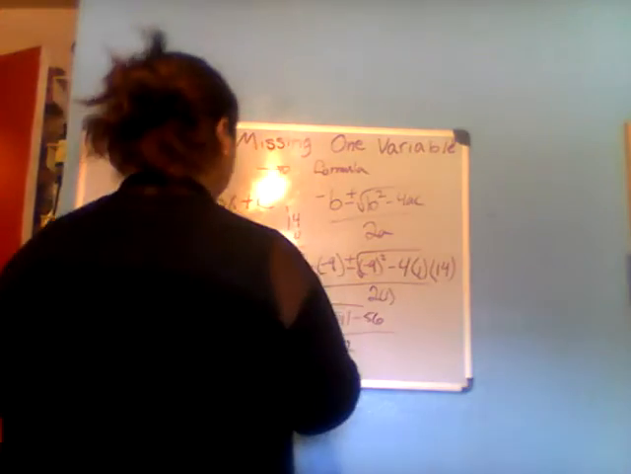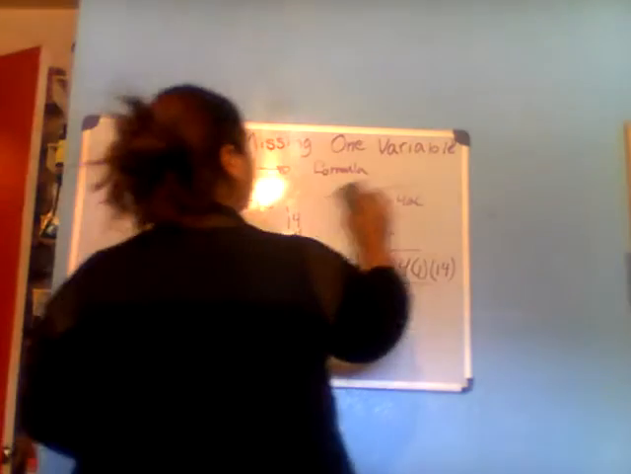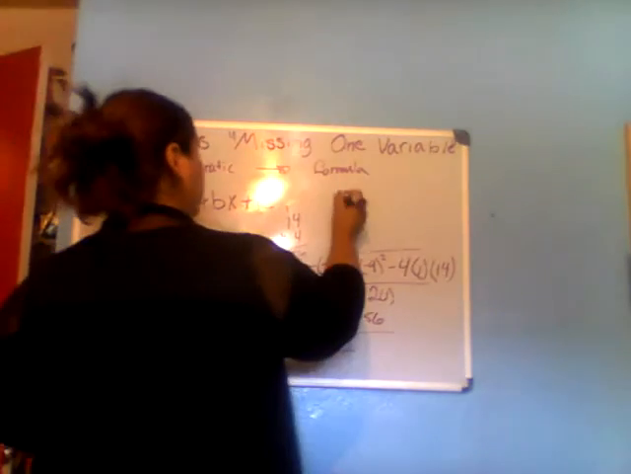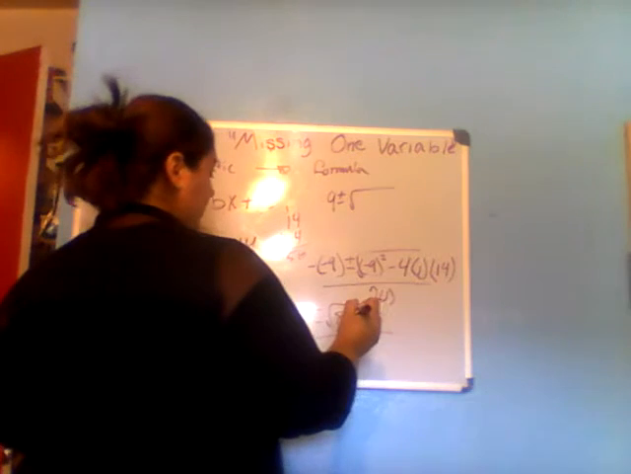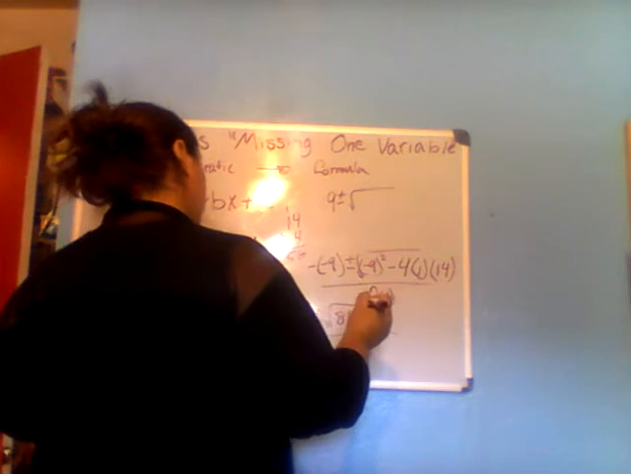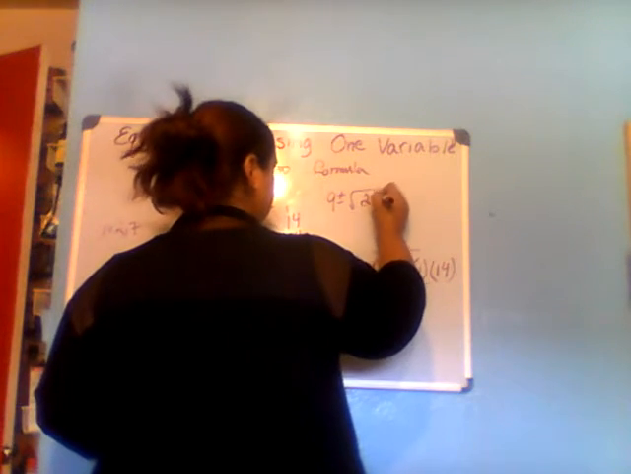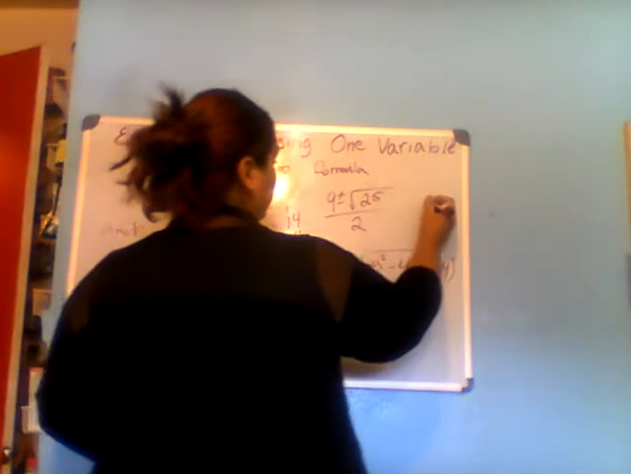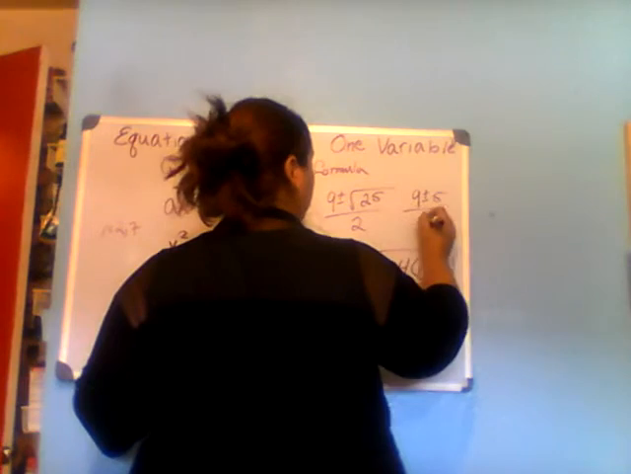Okay, so then I'm going to go ahead and continue. Everyone have their formula written because I'm erasing it now. And that's going to give me 9 plus or minus the square root of 25, actually, all over 2. So now we look at the square root of 25 is 5. So I have 9 plus or minus 5 all over 2.